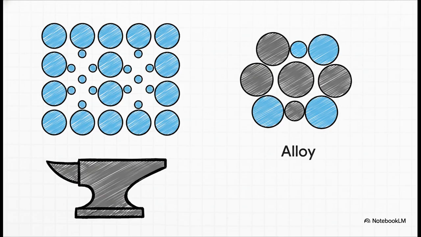Furthermore, because transition metals in a series have very similar atomic sizes, they can easily mix with each other to form alloys. Mix iron and carbon, and you get steel. Mix copper and zinc, and you get brass.